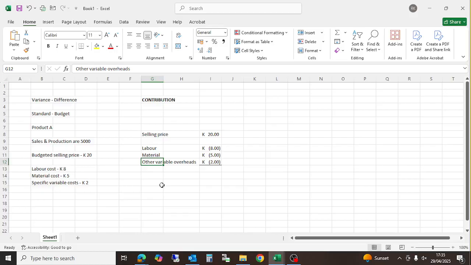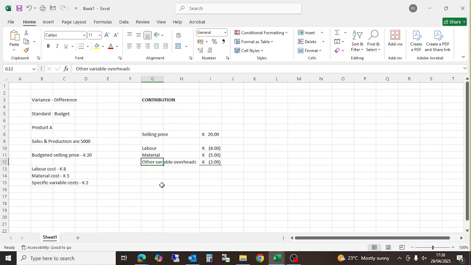So what they do, they specify on labor, direct labor cost. And then on material, direct material cost. And on other variable costs, they just group them. They say, okay, we have these variable costs, and you sum them together, and these are the other variable costs. So a specific variable cost or other variable cost is practically a consolidated amount of variable costs that are not specified.